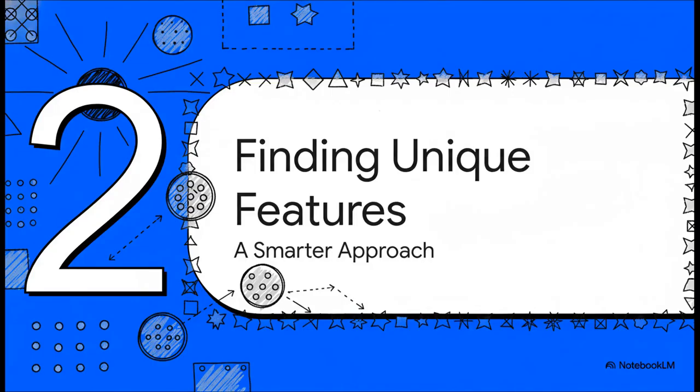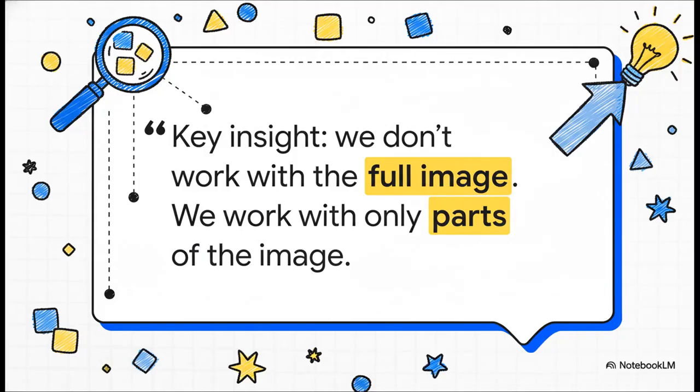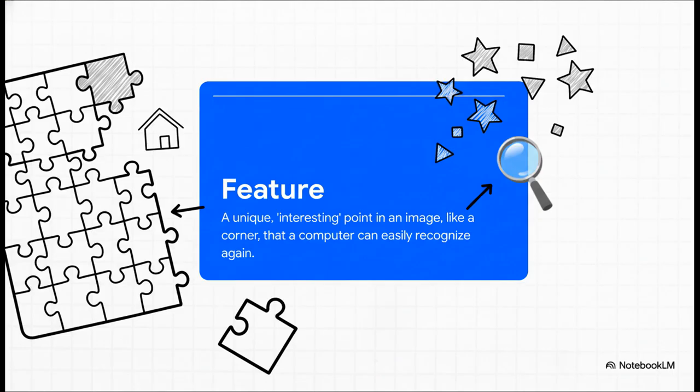The really elegant solution, the one that powers pretty much all of modern computer vision, is to stop trying to look at the entire picture. Instead, you just focus on the most interesting parts. So this is it. This is the key insight, the big aha moment. Instead of comparing millions and millions of pixels, what if the computer could just find, say, a few hundred really unique, interesting points in each image? Just landmarks. If it could do that, well, that changes the entire game. And in the world of computer vision, we call these special points features.